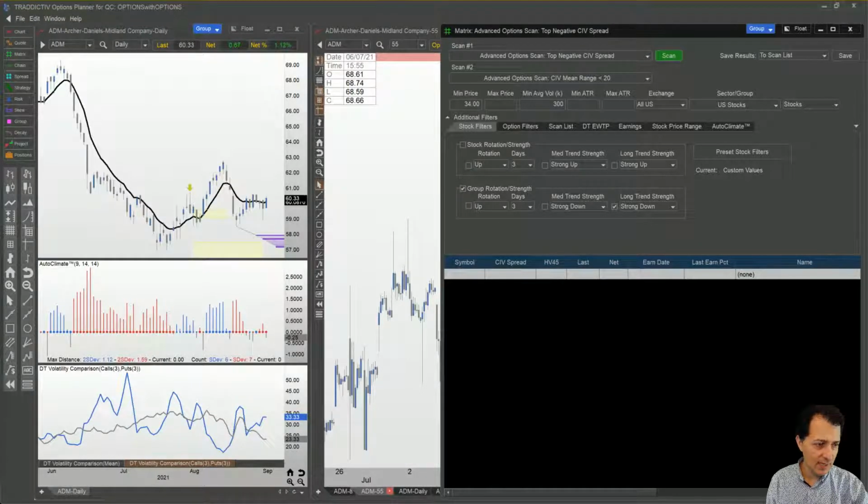First, I'm going to take a look at Mario's question. He said, for a bearish strategy, we got scan number 1, top negative CIV spread. That's what I have from yesterday. Scan number 2, CIV put range less than 20.